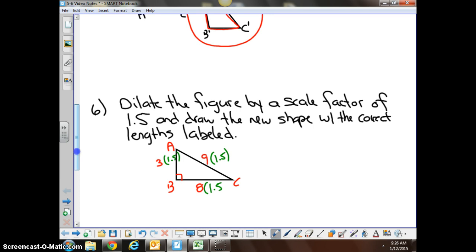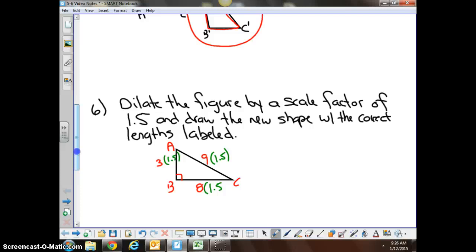And in this case, since we're not going to change the shape, we're just going to change the size of the shape, we will have a dilated shape that is much bigger because we're multiplying it by a scale factor that is greater than 1. Anytime you multiply by a number bigger than 1, you're going to get a bigger number. Anytime you multiply by a number less than 1, you're going to get a smaller number. We'll talk about that in a second.